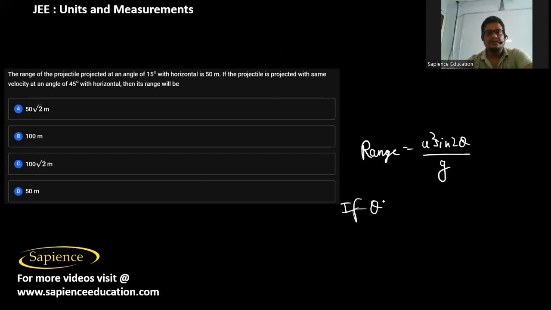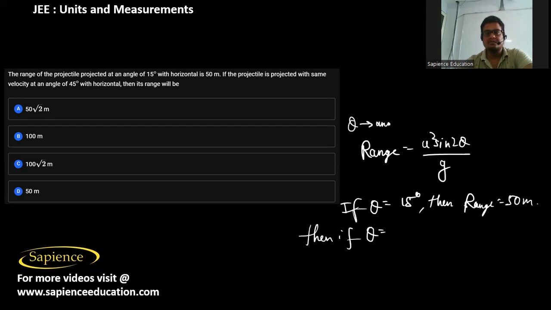So if theta is equal to 15 degree, then it is told the range is equal to 50 meters. So if theta, the angle of projection, is equal to 45 degree, then what will be the range? That has been asked.